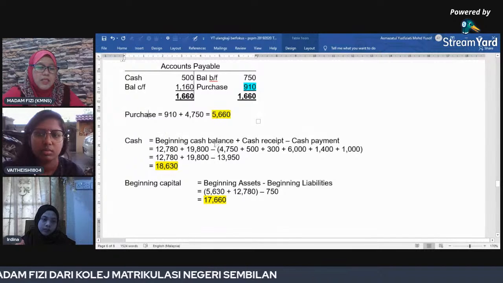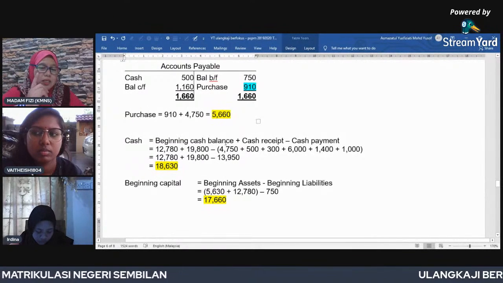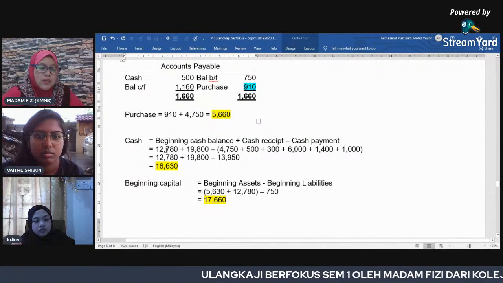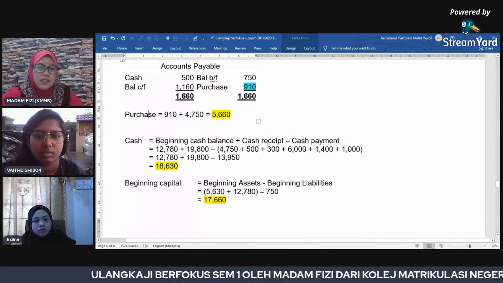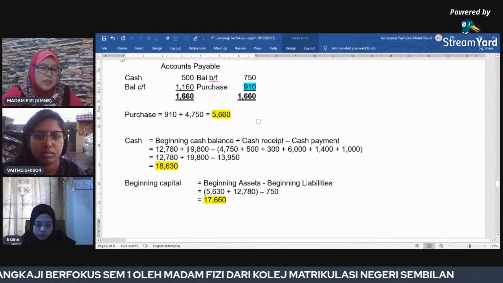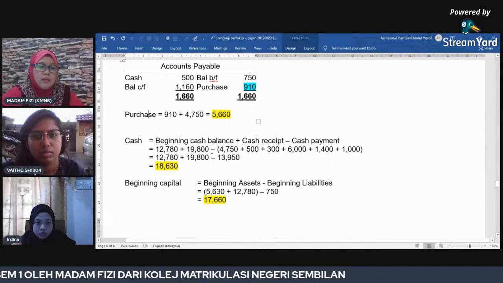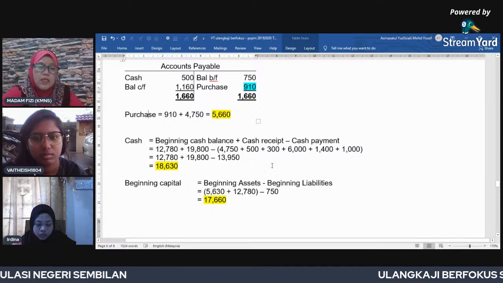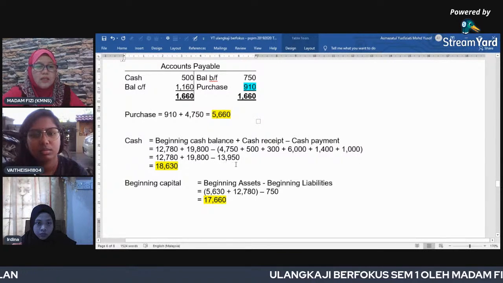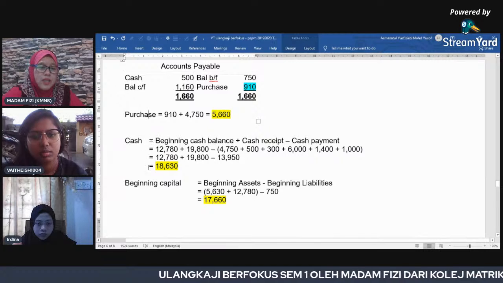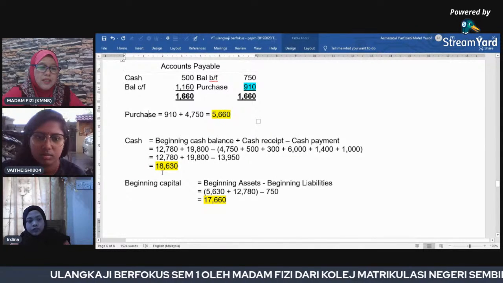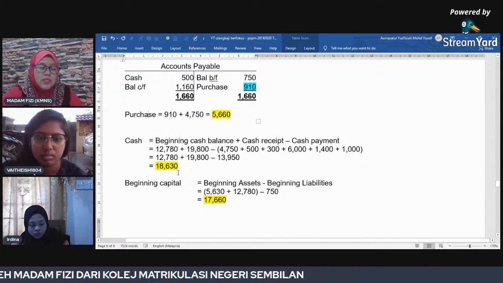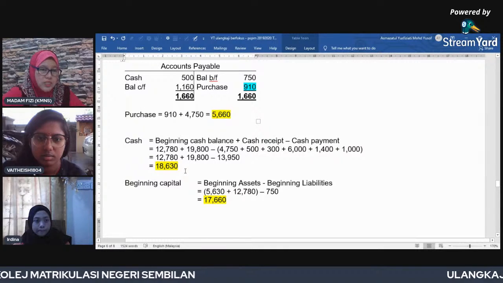So the beginning cash balance, you can get from the question, 12,780 plus cash receipt is the one that we saved just now, 19,800, minus the cash payment. So you sum up all the cash payment equals to 13,950. So you can get the answer that is 18,630. So this figure you include in the financial position.